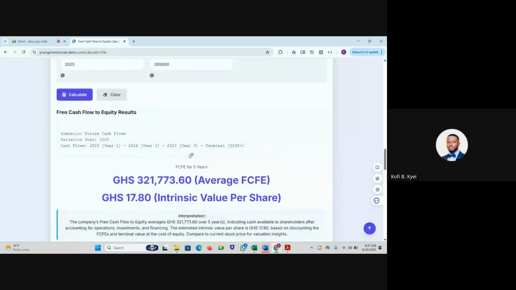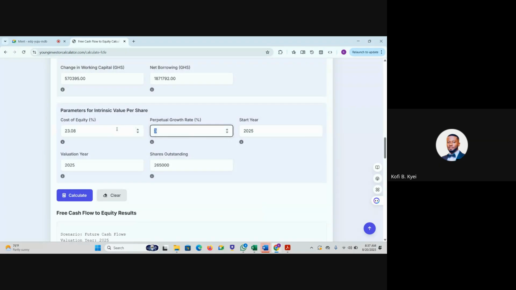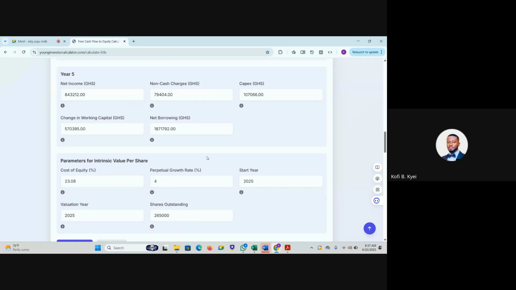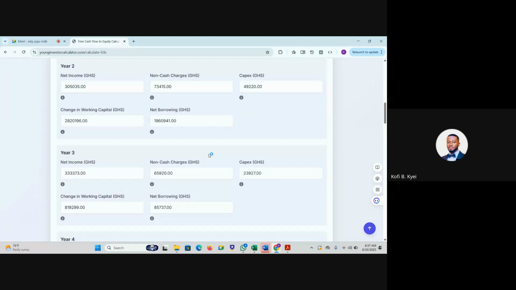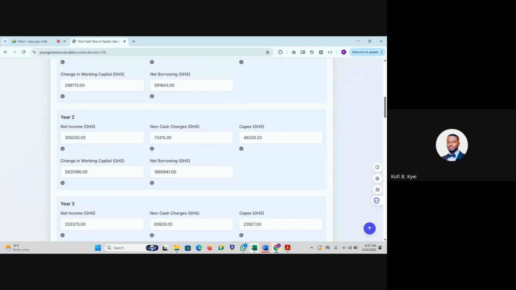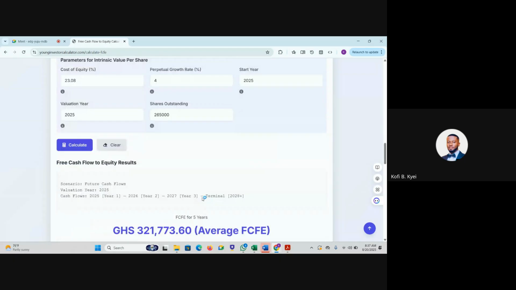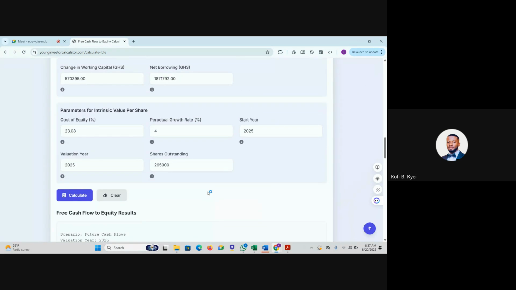That's the point. You see, when I change the perpetual growth rate from 3 to 4, it comes to 16 when it is 3. When it comes to 4, as in the right one that we are using, it comes to 18. Other than that, we have to emulate the same figures as we have in the Excel, and I'm sure we'll come very close to the 21.11 we are seeing there. But the main point is that GCB, as is listed on the GSE, is undervalued by a huge percentage.